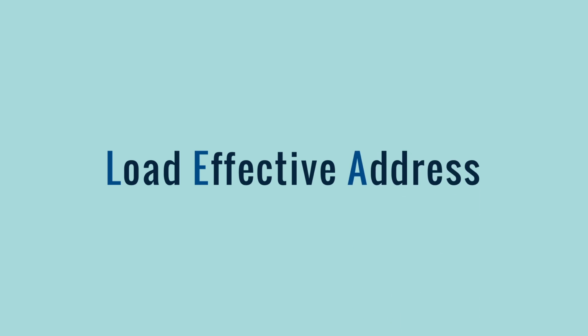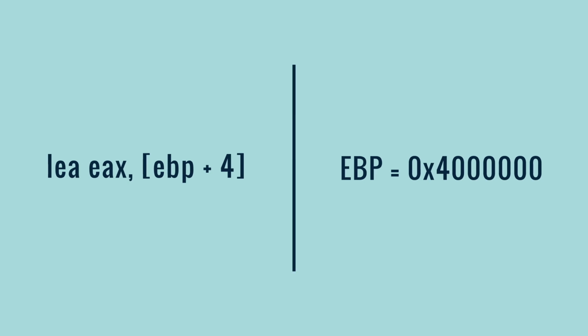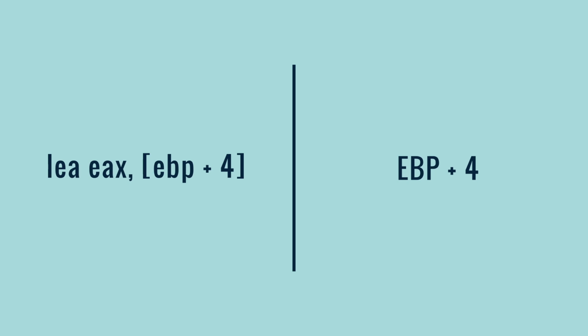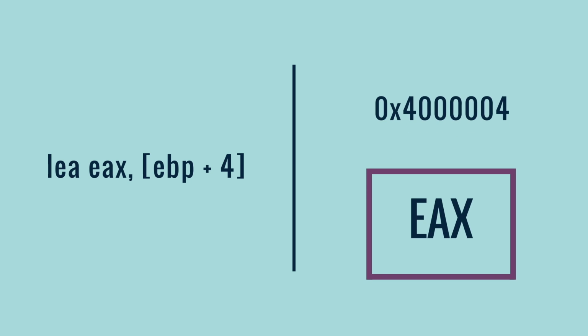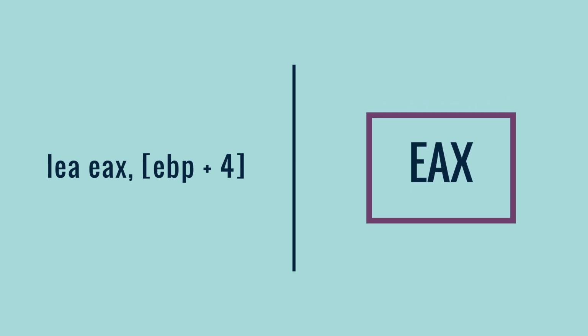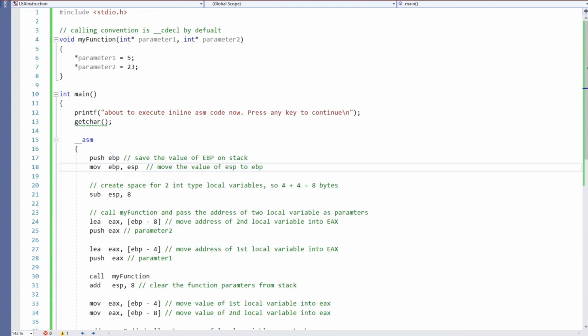LEA stands for Load Effective Address. If we have some code like this, let's assume that the value of EBP is some random address. And if we add the offset 4 to it to access a function parameter, then the calculated address will be moved into EAX. Let's look at an example.